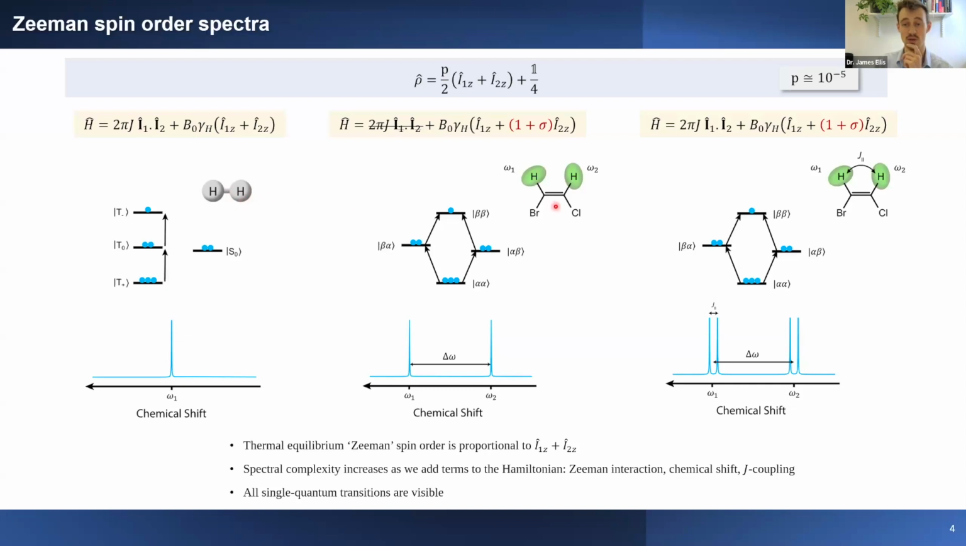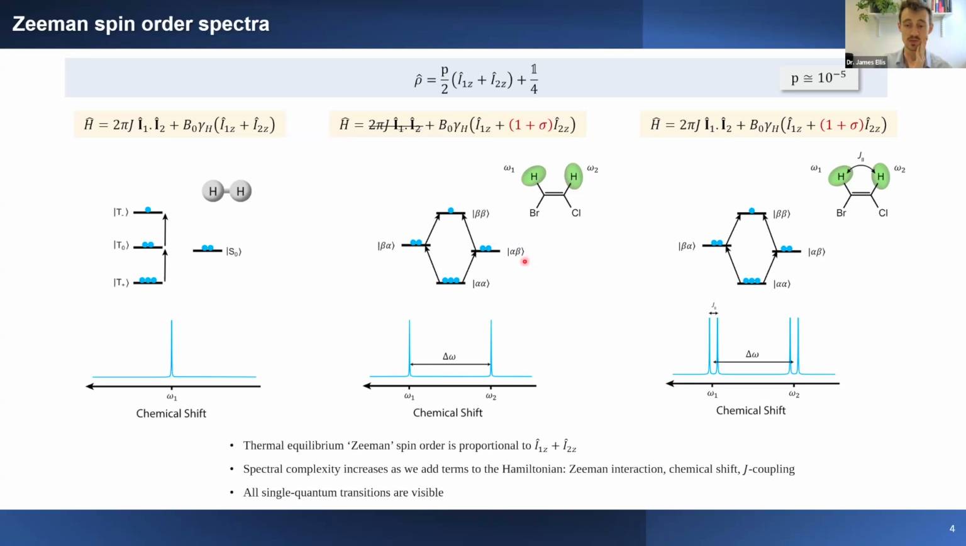So if we increase the complexity of the system a bit, we now imagine that let's say we react our hydrogen with some molecule, and now the protons have a chemical shift difference in the target molecule. We'll neglect the J coupling term here between them. We'll just say we have 2 hydrogens with a chemical shift difference. Well, now the situation changes. So now the 2 hydrogens have a different precession frequency because we've introduced this chemical shift term. And so the eigenbasis is different.